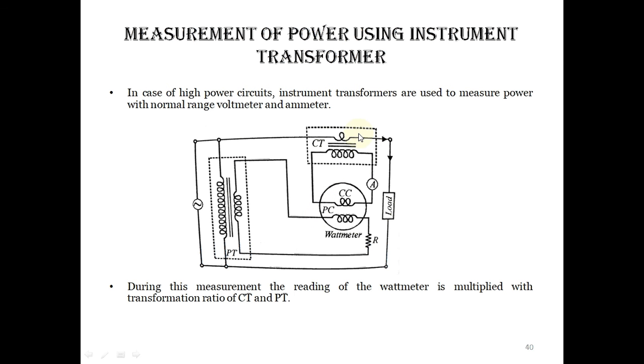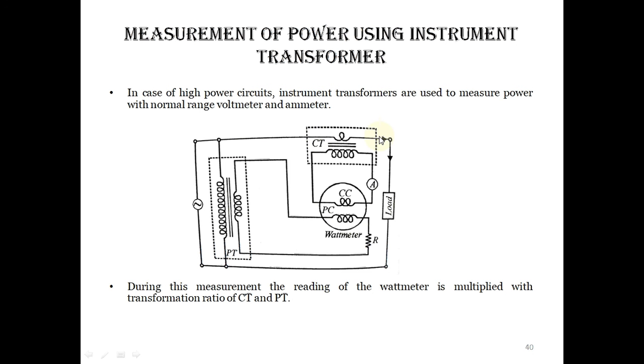Now what will be happening? Whatever reading you obtain with the wattmeter, multiply it with the PT ratio and multiply with the CT ratio, then you will get the actual power consumption. Okay, so let's discuss the circuit diagram. Here this is your main power circuit. Just look at the main circuit, then after that we will discuss the instrument transformer connection. So this is your main circuit.